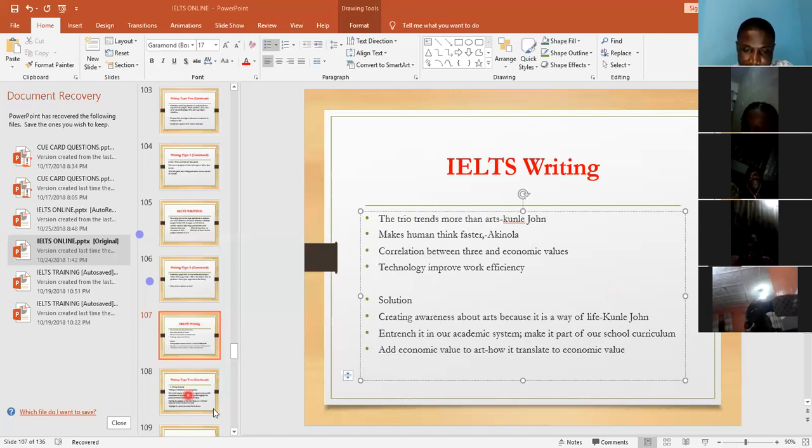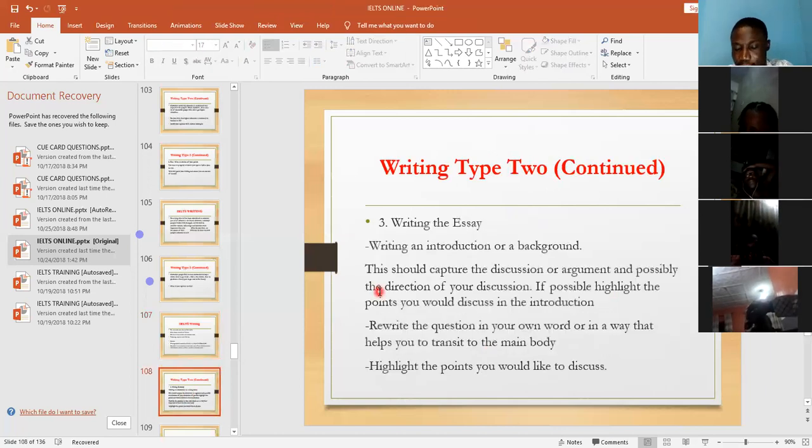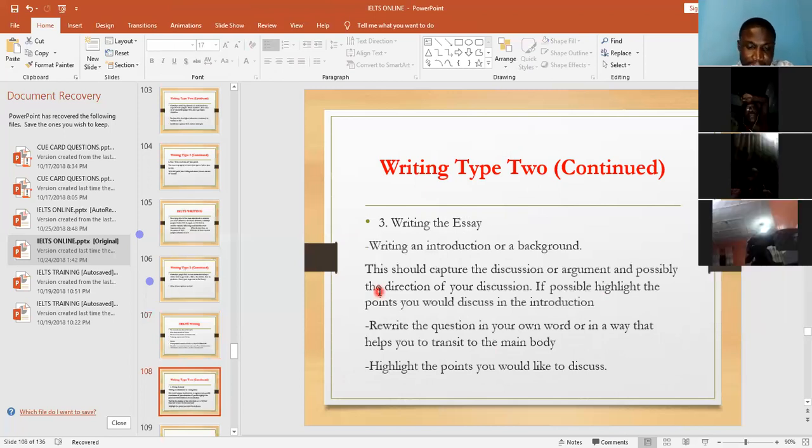And then I said after raising the points, you need to write the introduction. And I said writing the introduction is just about rewriting the question in your own words. And after rewriting the question, if possible, highlight the points.